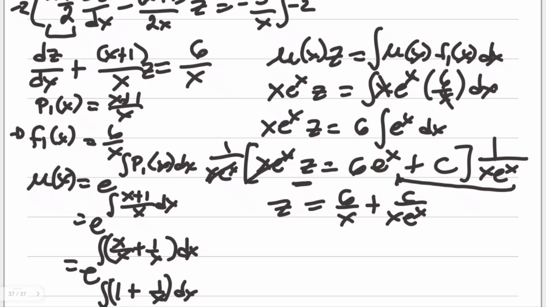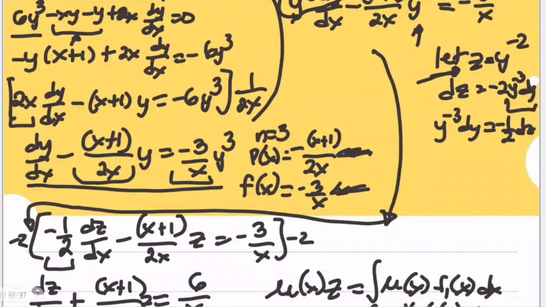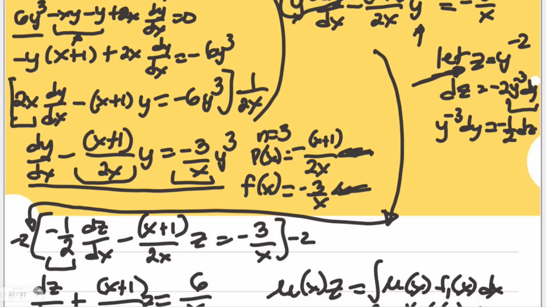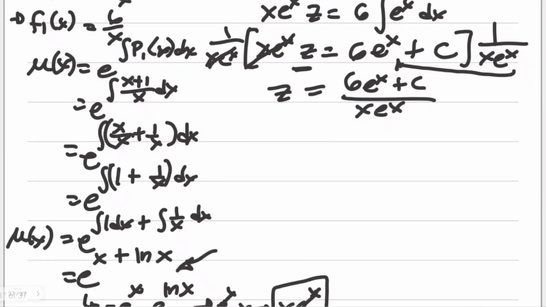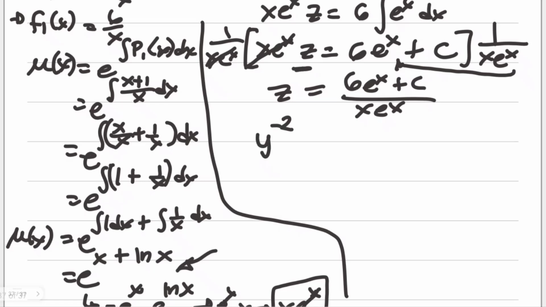Or if you don't want to cancel that, so that you can actually combine them later into one expression, it's easier for us to look at this because it's still z: 6 e to the power of x plus c all over x e to the power of x. We're using this instead of the answer earlier because z is not yet the final answer. We can represent it as y to the power of negative 2. So you have y to the power of negative 2, that's our z, equal to 6 e to the power of x plus c over x e to the power of x.